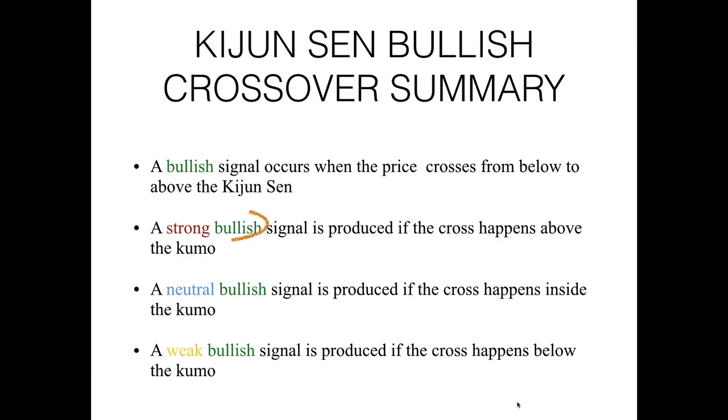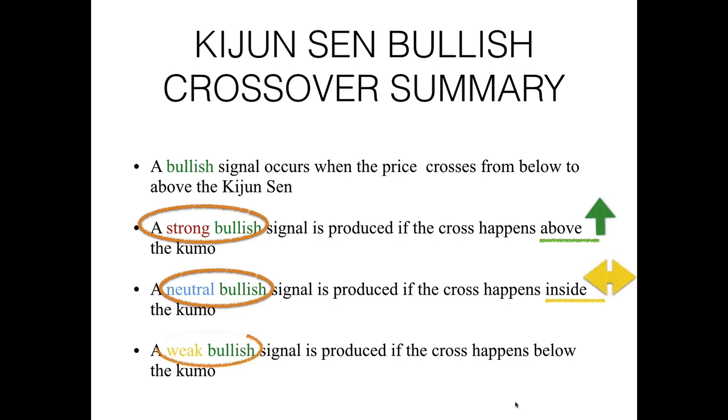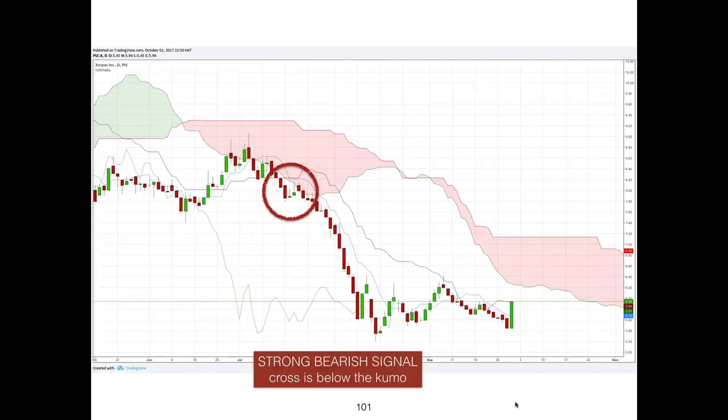So a bullish signal occurs when the price crosses from below to above the Kijun-sen. It is strong bullish if the cross happens above the Kumo. It is neutral bullish if the cross happens inside the Kumo. It is a weak bullish signal if it happens below the Kumo. Let's talk about Kijun-sen bearish crossovers. It happens when price breaks below the Kijun-sen.